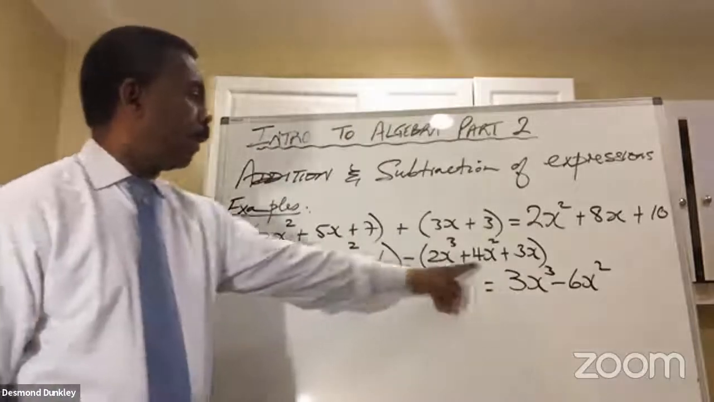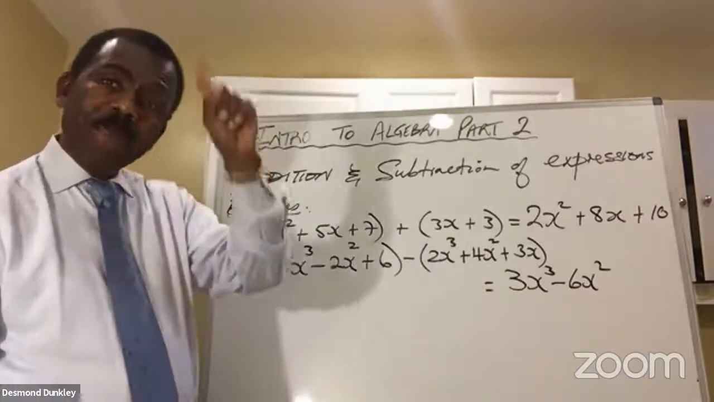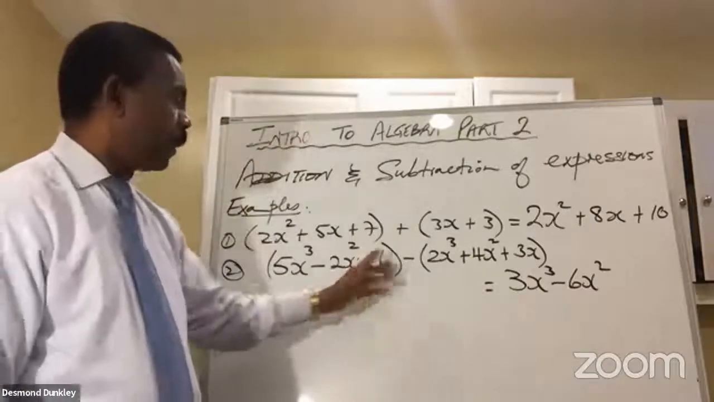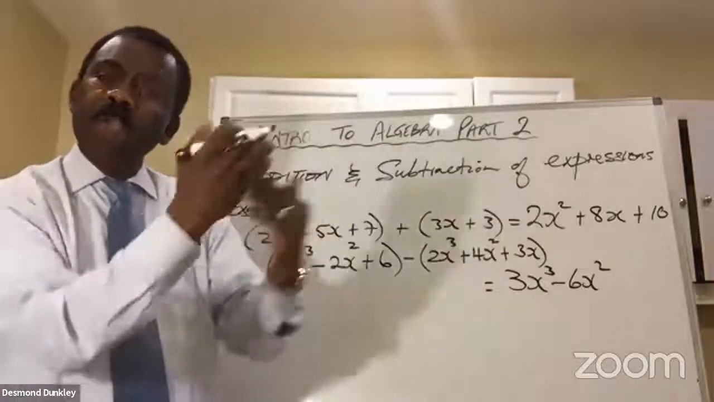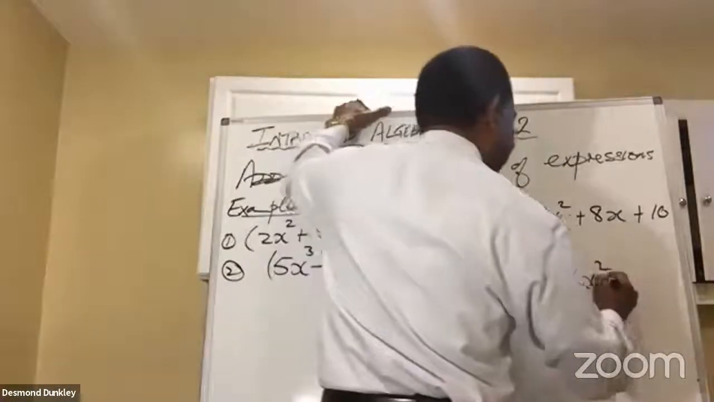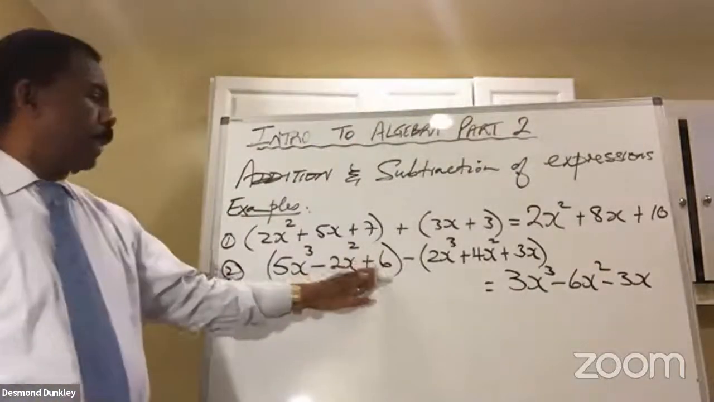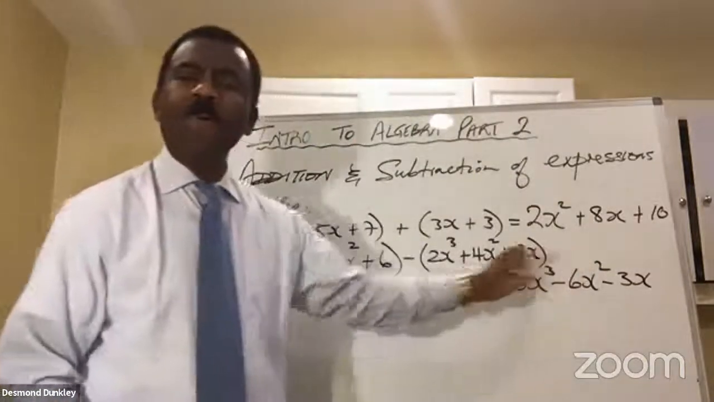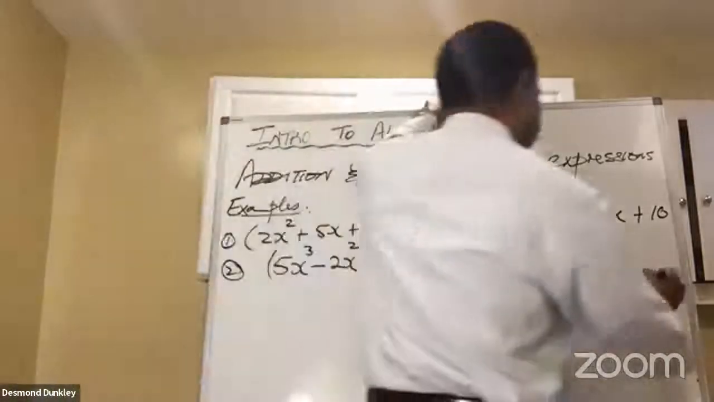What is next? Oh, 3x. There is no term with just x with a power of 1. So it's going to be minus 3x, nothing to combine it with. There is no common term. So we'll just put minus 3x. And finally, plus 6, there is no constant over here, so the 6 remains by itself. So it's just 6.